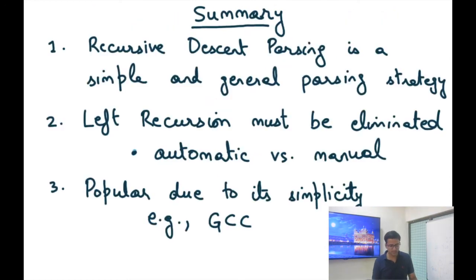To summarize, recursive descent parsing is a simple and general parsing strategy. However, it is important that left recursion is eliminated. It can either be eliminated automatically or it can be eliminated manually. And in fact, in spite of this problem of left recursion, recursive descent parsing is pretty popular. It is used in many compilers, including GCC, because of its speed. In your assignments, we ask you to look at the tiny CC compiler, and even that is using a hand-coded implementation of recursive descent parsing.